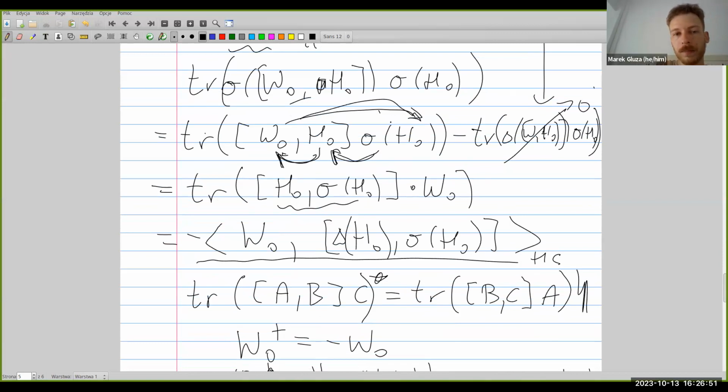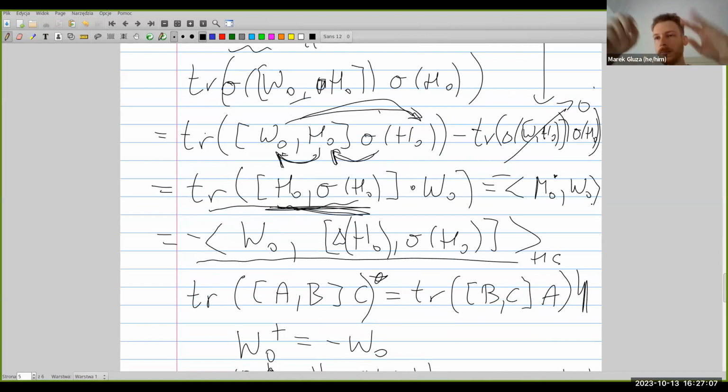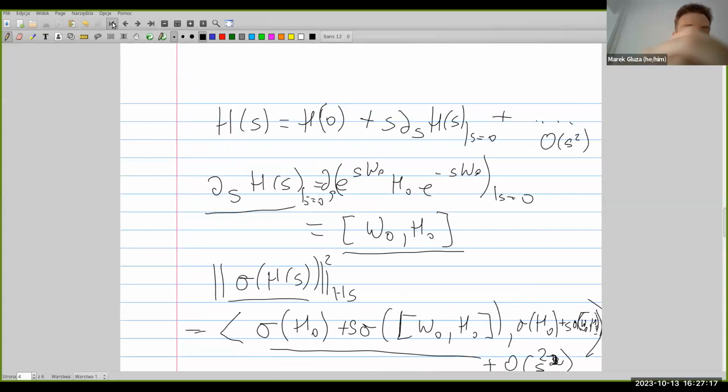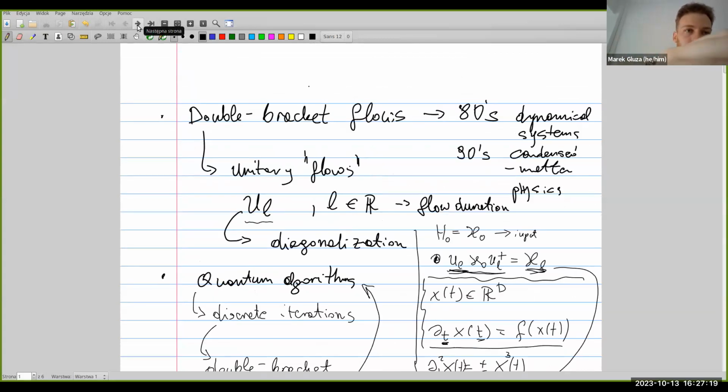like that, and we recover the canonical bracket. So basically this becomes a scalar product minus the scalar product of M0, M0, W0. That's why you see I'm using M and W, because W is the variational one, while M0 is the canonical one. That's the idea. Let me just go back to the main equation.